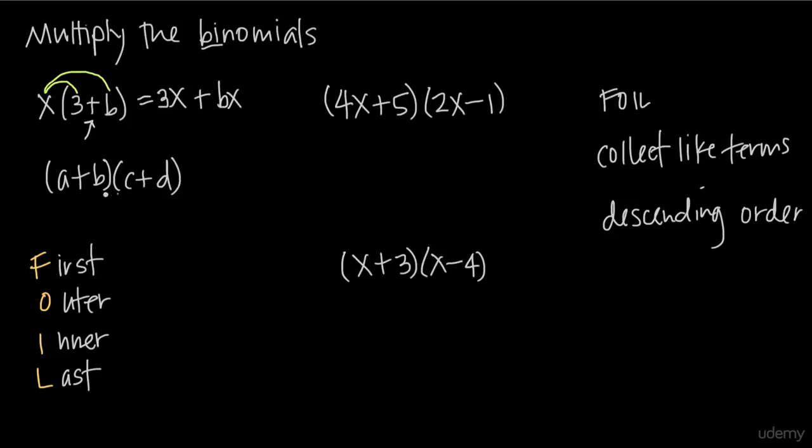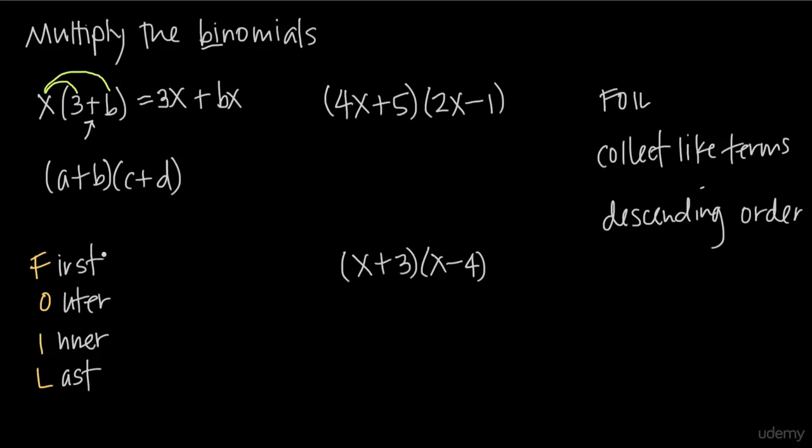And again, multiplication of binomials is just an extension of the distributive property, because now we have two binomial terms, one is the quantity a plus b, and one is the quantity c plus d. Each of these are binomials, and we're just going to multiply each of the terms in the first binomial by each of the terms in the second binomial.